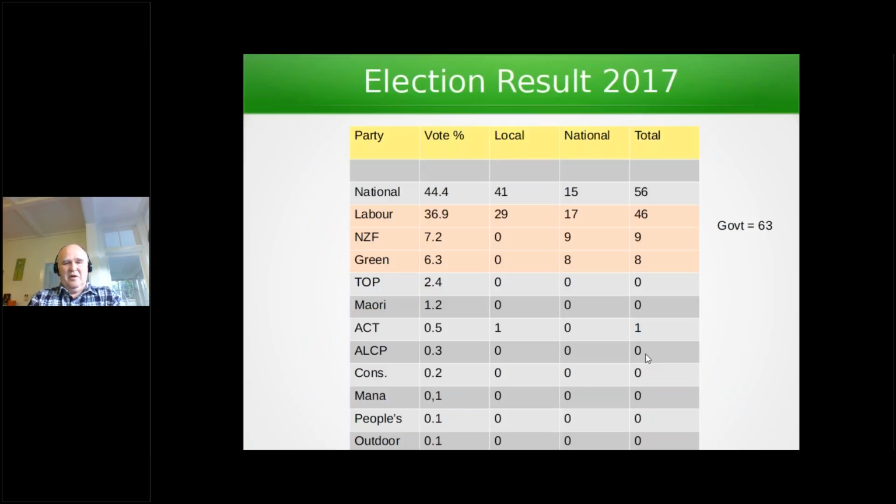And then the ALCP got 0.3%, and the Conservative Party 0.2%. Mana got 0.1%, People's Party 0.1%, and Outdoor 0.1%. Okay, and those were pretty much all the parties currently registered. There were some other parties there. There's one called Ban 1080 who want to ban a poison to kill possums because they believe it kills birds as well. And they've since been deregistered, but they got 0.1%. Just as I mentioned, okay.